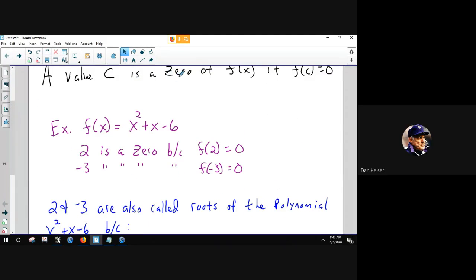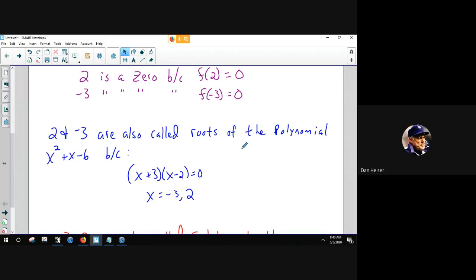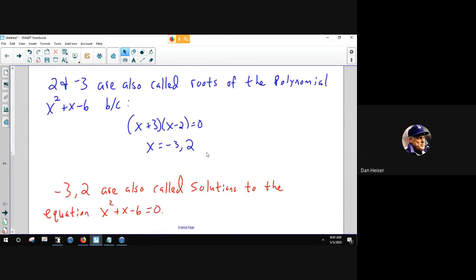We use the term zero when we're talking about values of a function that give us zero. We use roots typically when we're setting a function equal to zero and solving. We say solution when we set any equation equal to zero. It doesn't have to be a function. Remember that not every equation is a function. So in that context, we would just call the values solutions.